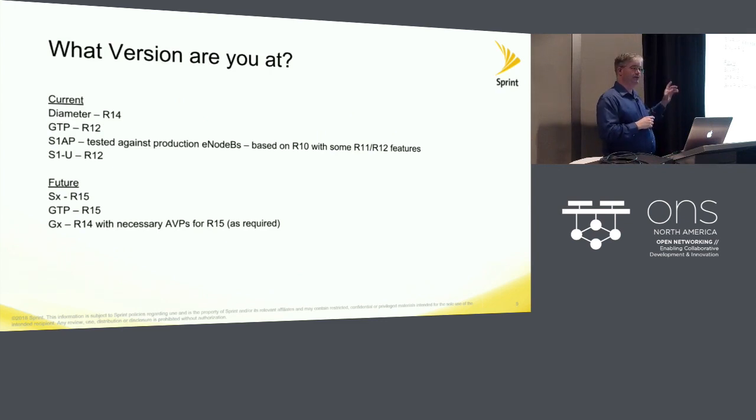Once again, these are just frequently asked questions, so I'll burn through these. For Diameter, we're at release 14, and after we do some testing with some helpful developers, maybe release 15. For GTP, this gets back to the least common denominator with the eNodeBs. We're sitting at some of the lower numbers.